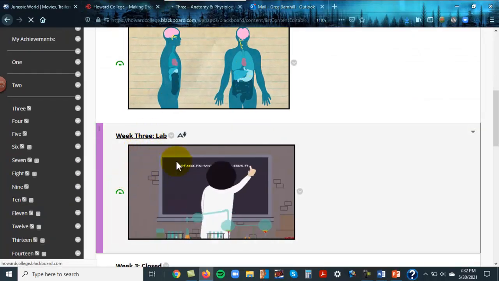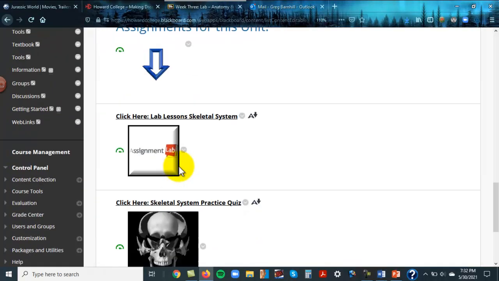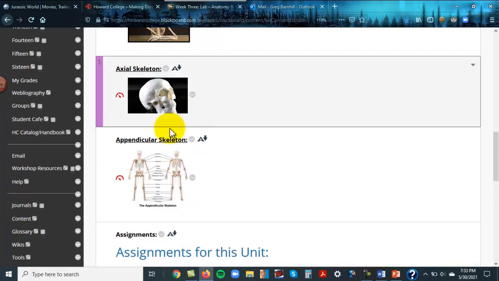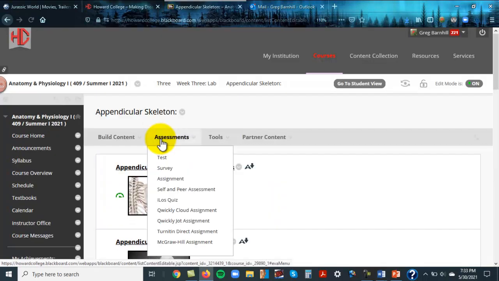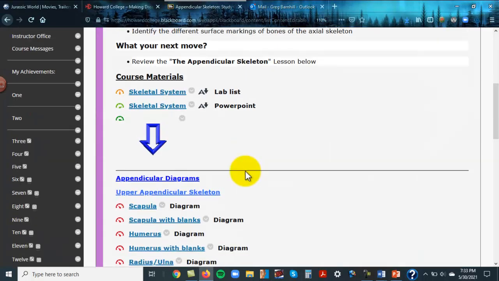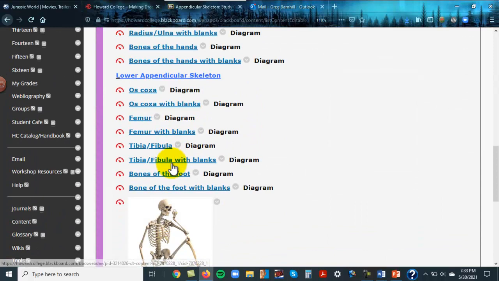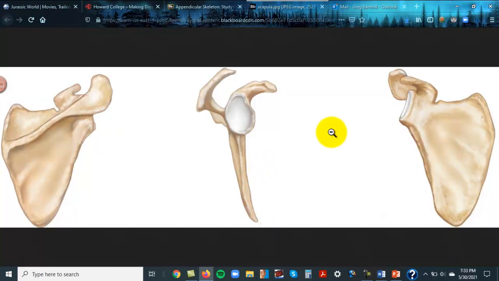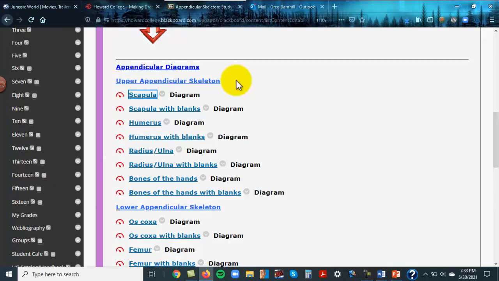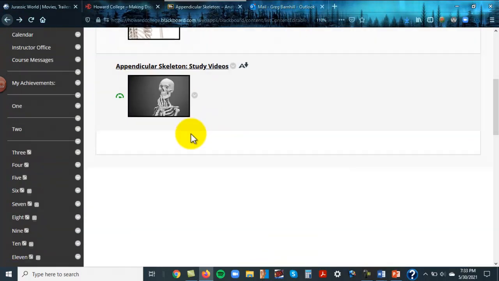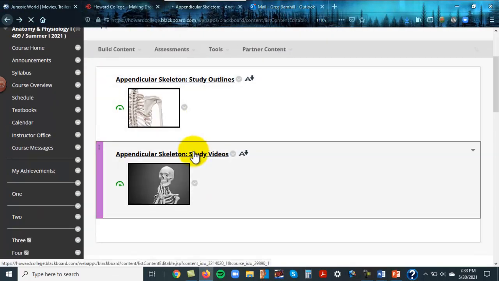And then, let's see here. There's the appendicular, which is the limbs. Shoulder girdle, hip girdle. They call them girdle. They're all tied together. But here's some diagrams if you want to. Like there's a scapula. Really good views. See? Once again, if you have a way to label those, good to study with.